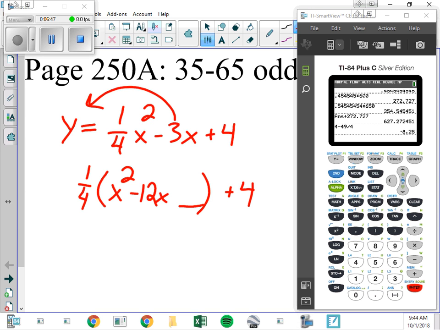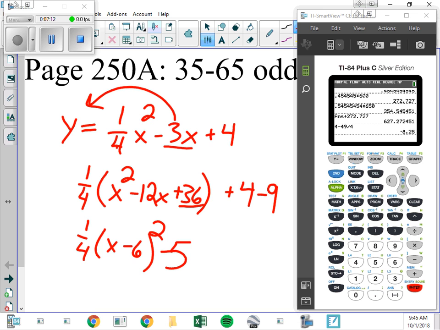And if you want to think about it a different way, 1/4 times what is negative 3? The answer would be negative 12. So 1/4 times x minus 6. This turns into 36, but it's not really 36. It's 1/4 of 36, which is 9. So I need to subtract 9, and I get minus 5.